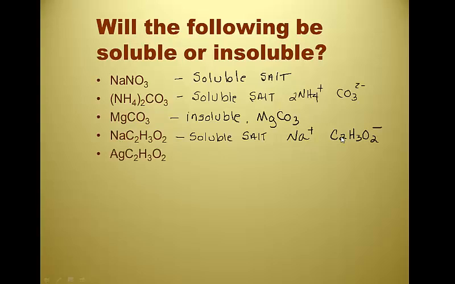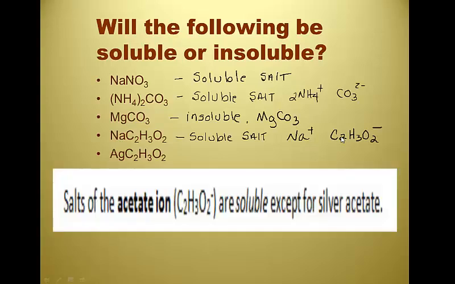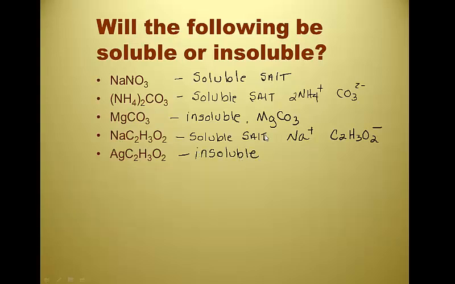All right, try this one. Well, I just read you the rule for the solubility of the acetate anion. Salts of the acetate ion are soluble except for silver acetate. So this one is going to be insoluble. All right, try the rest on your own. Put it on pause and see if you can determine if these are soluble or insoluble based on solubility rules or the little trick I just gave you about group 1A and ammonium.